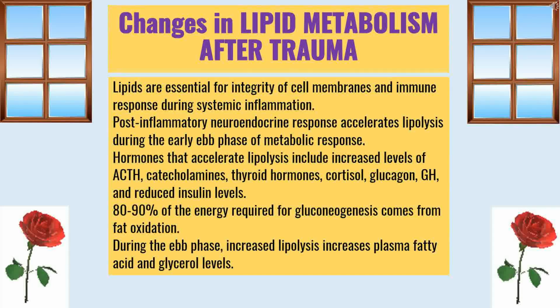Hormones that accelerate lipolysis include increased levels of adrenocorticotropic hormone or ACTH, catecholamines, thyroid hormone, cortisol, glucagon, growth hormone, and reduced insulin levels. Since glucose is only partially oxidized, 80 to 90% of the energy required for gluconeogenesis is derived from fat oxidation. During ebb phase, plasma fatty acid and glycerol levels are increased by lipolysis.